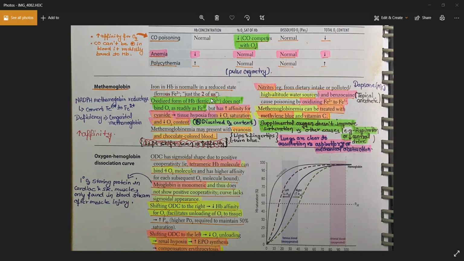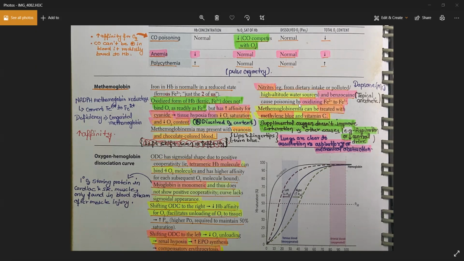Now, this can happen with the nitrates. Okay, nitrates can do that. That can happen with contaminated water sources or from dietary intake. Local anesthetics like the benzocaine can also do that. Okay, they will all be causing this condition via oxidation of the hemoglobin.